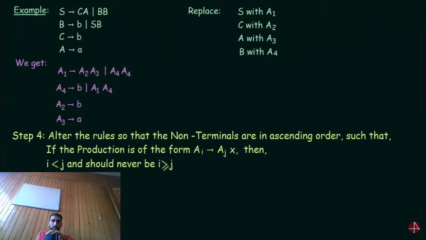Now let's see what is the next step. Step number 4. It says alter the rules so that the non-terminals are in ascending order such that if the production is of the form AI gives AJ X, then I should always be less than J and it should never be greater than or equal to J. I should never be greater than or equal to J.